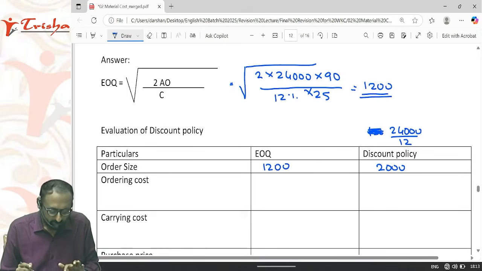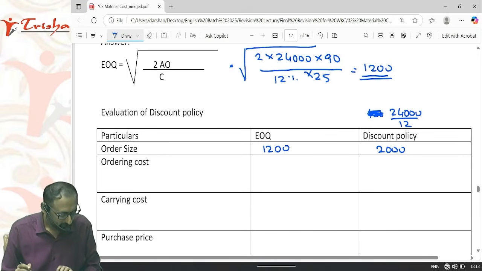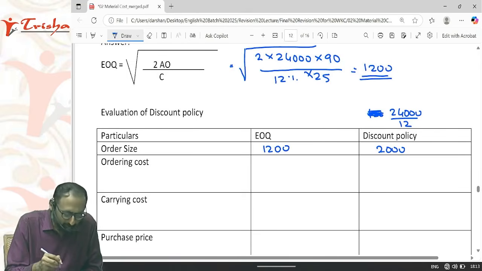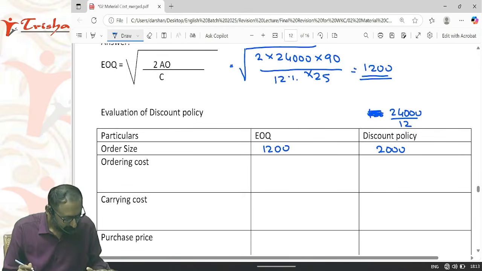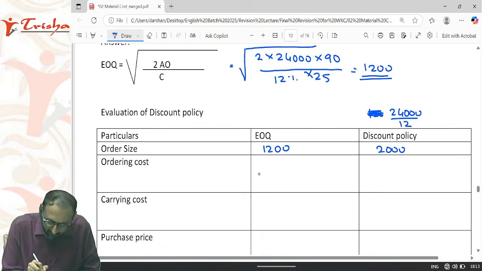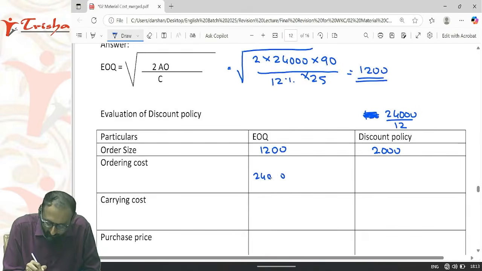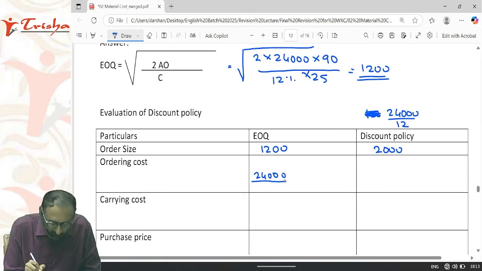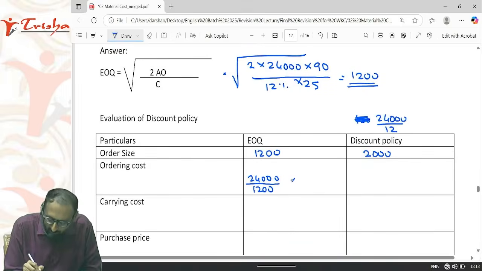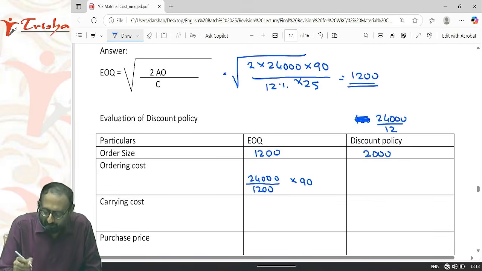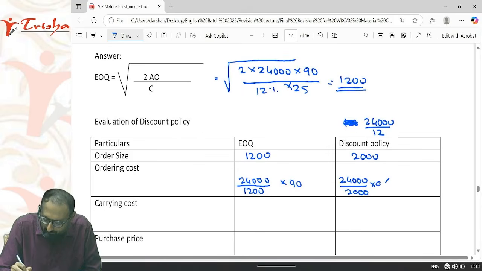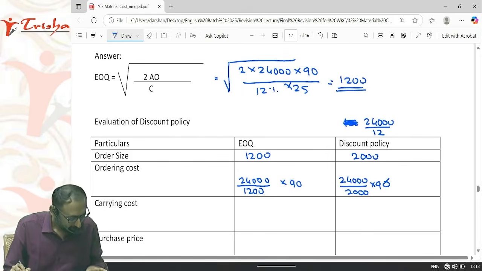Yes, sir. Time up. How much is your ordering cost? Okay, so what will be your formula, Sirji? Annual requirement. Sir, your annual requirement is 24,000 divided by how much is your order size? Is it 1200? Correct, sir? Multiplied by how much is the cost per order? Is it 90? In the second column, what will be your calculation? 24,000 is your annual requirement divided by order size, I think so, 2,000 multiplied by the ordering cost, which is 90 rupees. Yes, sir.